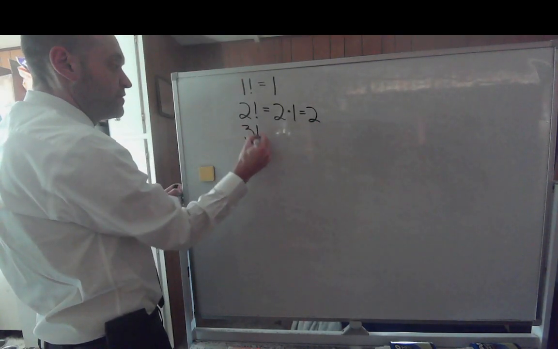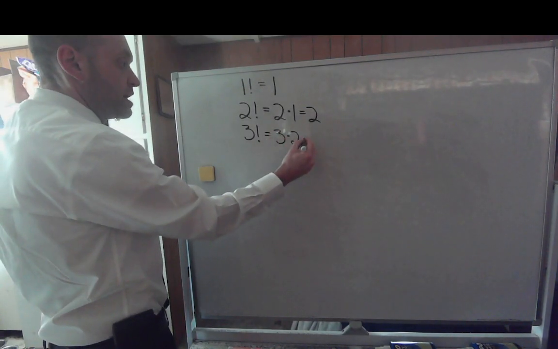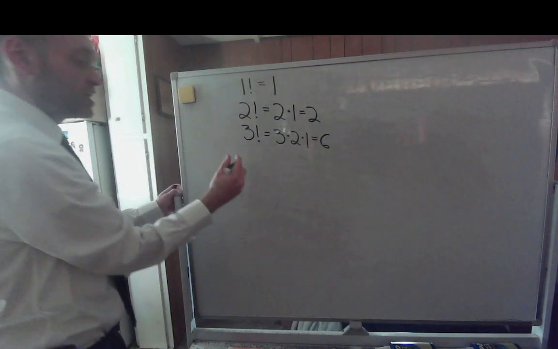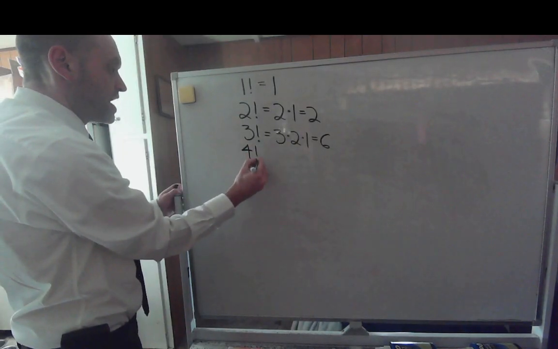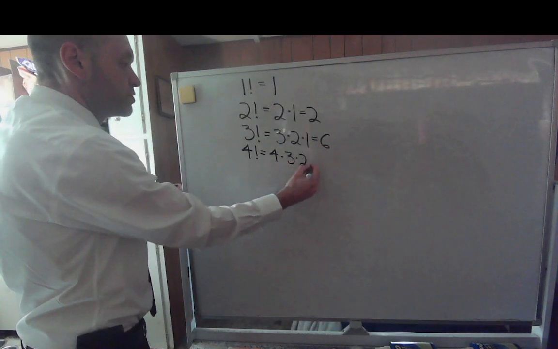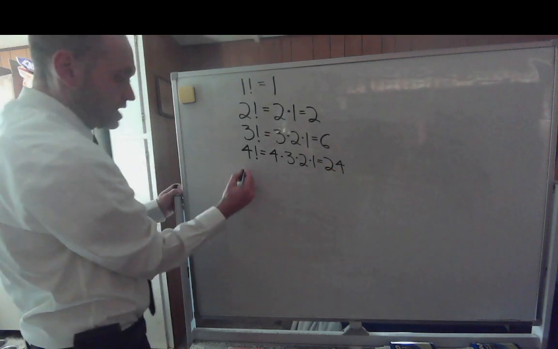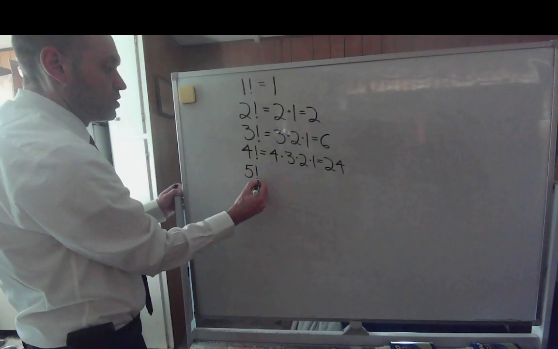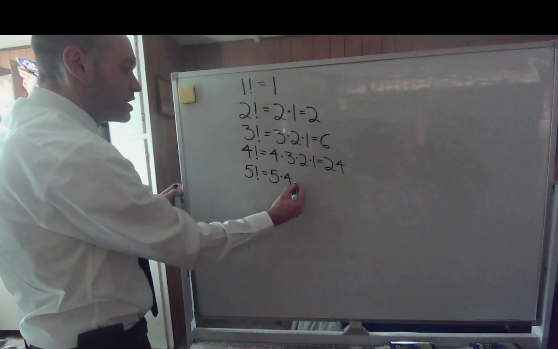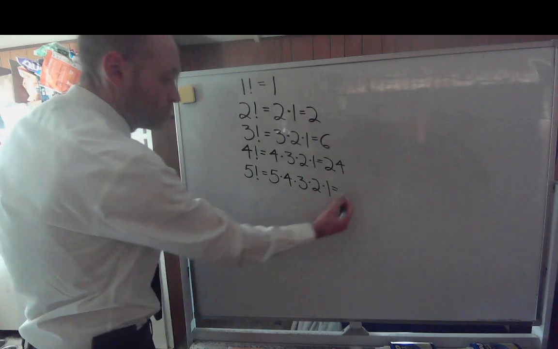Now if we do 3 factorial, that's going to be 3 times 2 times 1, which we know would give us 6. So 3 factorial is 6. 4 factorial, that's going to equal 4 times 3 times 2 times 1, which would be 24. And then if we had 5 factorial, that's going to be 5 times 4 times 3 times 2 times 1, which would equal 120.